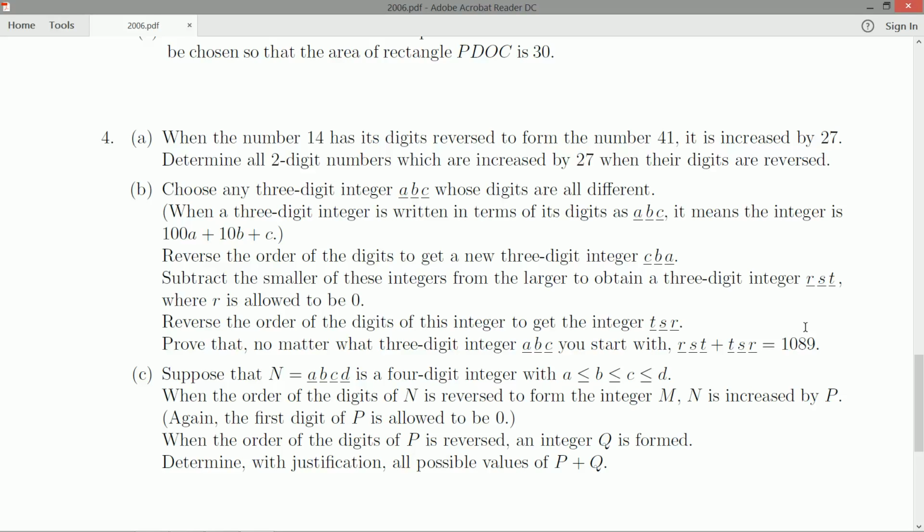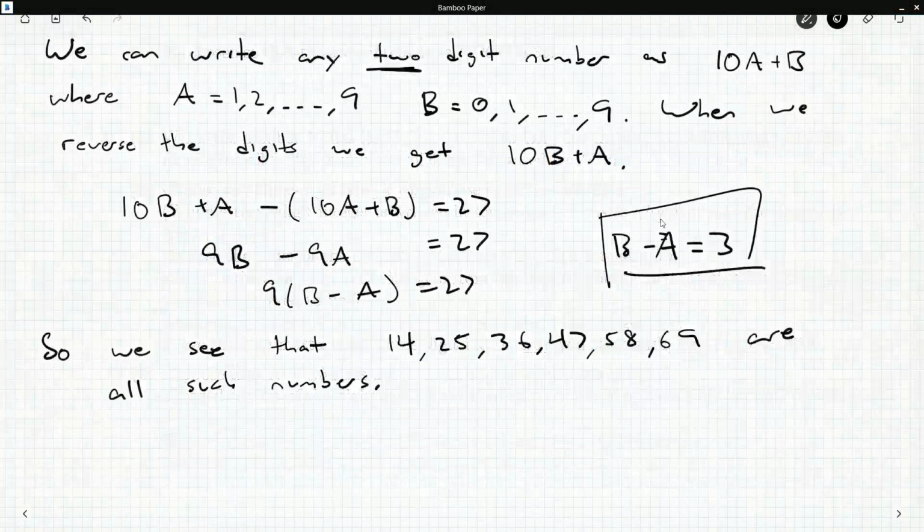What can we do? Well, I think breaking it up like we did in part A and rewriting them as 100A plus 10B plus C. I'm also going to have to make an assumption so we can tell which one's bigger, by noting whether A is less than C. That's really all that it's going to come down to. They have to be different, so one of these is going to be less than the other. So we'll start off by saying that.